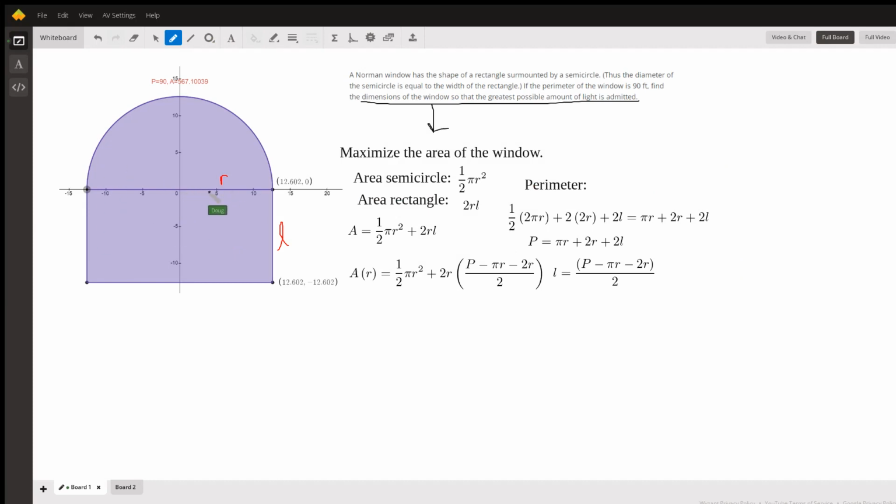We're going to call this dimension a little r, which is the radius of the semicircle, and L will be the length of the rectangle, one side. Okay, so we want to find the dimensions of the window that give the greatest possible amount of light. That means we want to maximize the area of the window. The area of a circle is pi r squared, but we've got a semicircle, so it's 1/2 pi r squared.